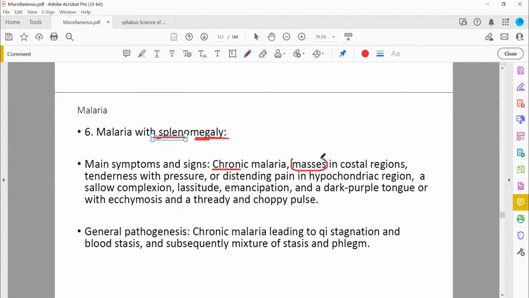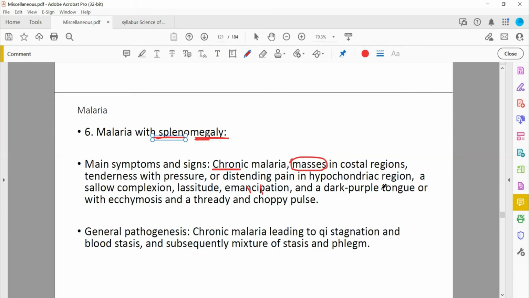Masses in coastal regions, tenderness with pressure, or distending pain in the hypochondriac region, a sallow complexion, lassitude, emaciation, and a dark purple tone, or with ecchymosis and a thready and a choppy pulse.